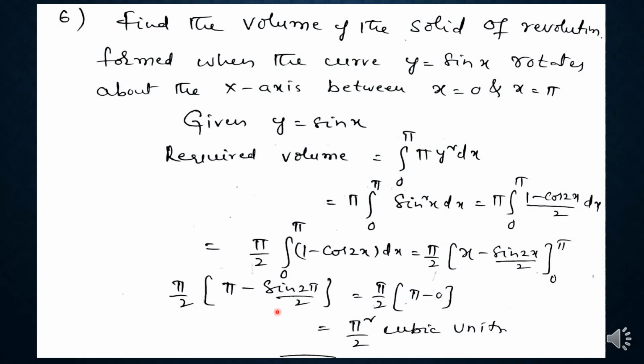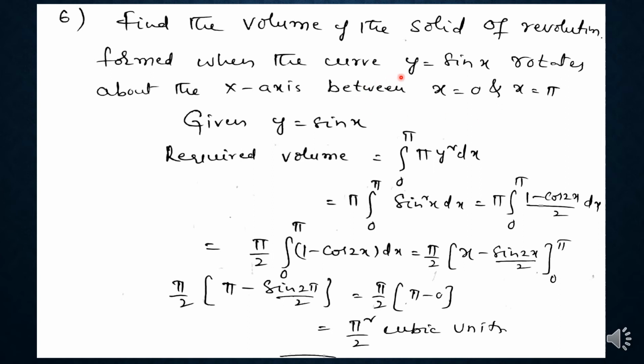Next problem. Find the volume of the solid of revolution formed when the curve y is equal to sin x rotates about the x-axis between x is equal to 0 and x is equal to pi. If we take the sin x wave from 0 to pi and rotate the area bounded by the curve about the x-axis, we will get a solid. So we should find the volume of such a solid.